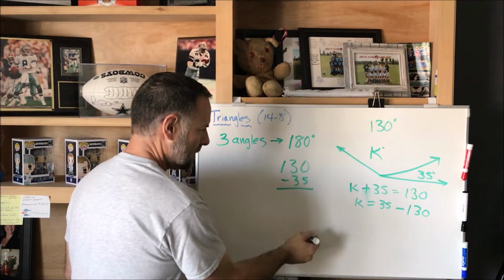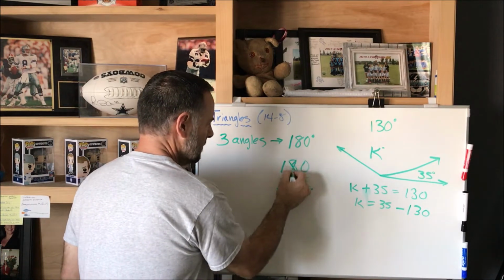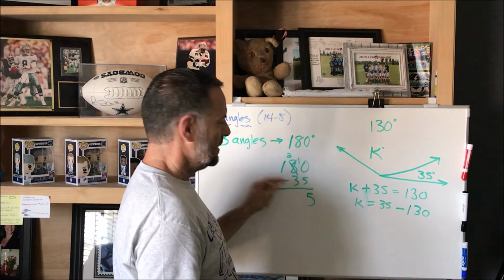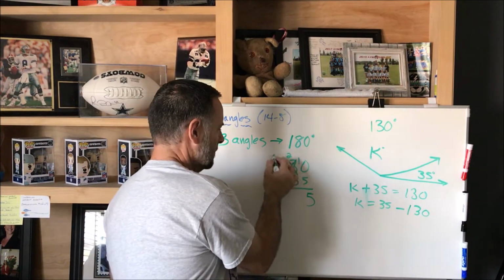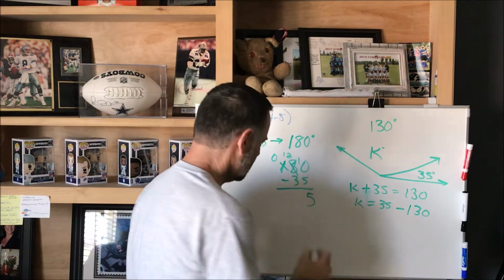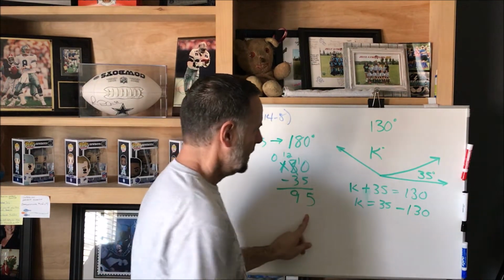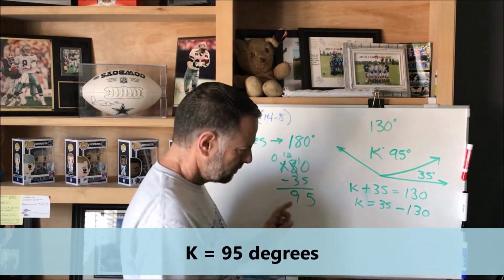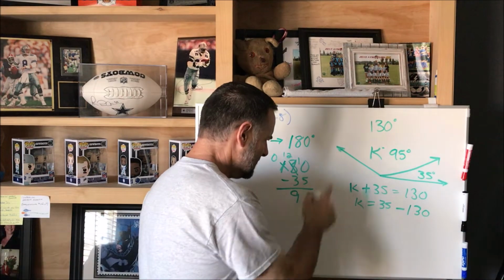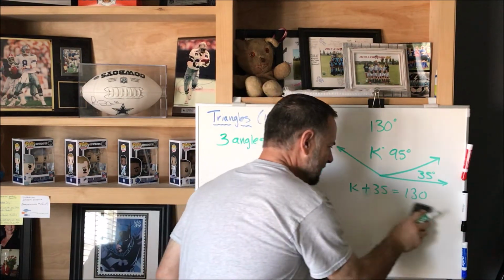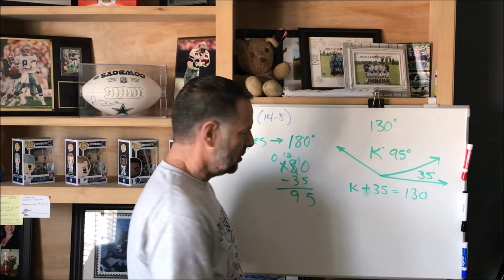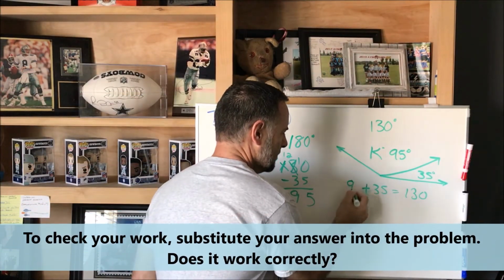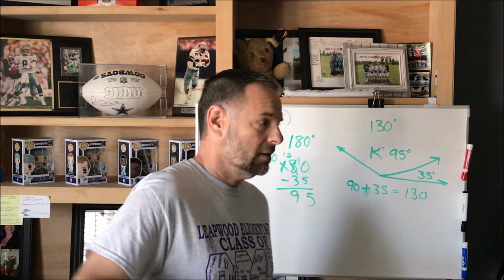Let's do it. 0 minus 5 cannot work. 10 minus 5. 2 minus 3 can't work. 12 minus 3. K is 95 degrees. And you can check your work on this, because if we put this into the problem, let's go back and put it where they said. If you combine these things, they equal 130, all right? Well, we know K. We're going to say K is 90 degrees now. Let's put K in there. Let's see if it works.